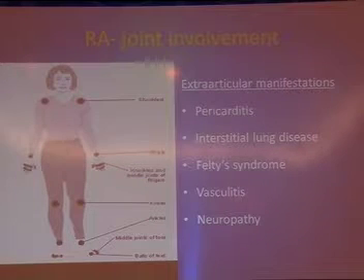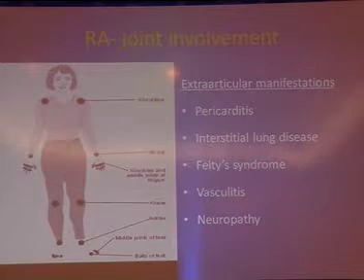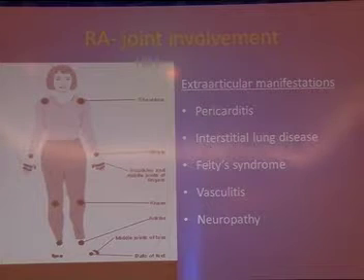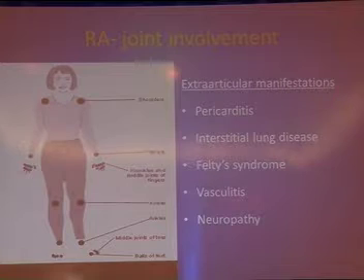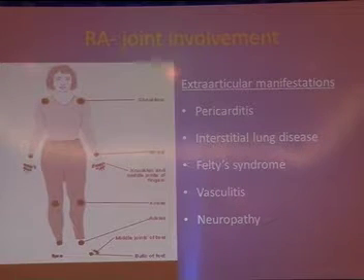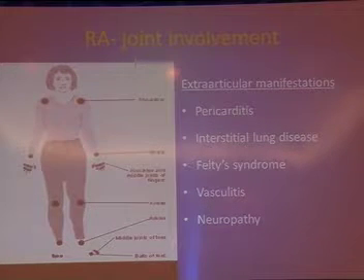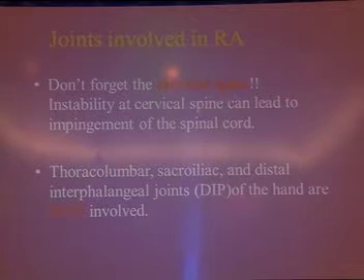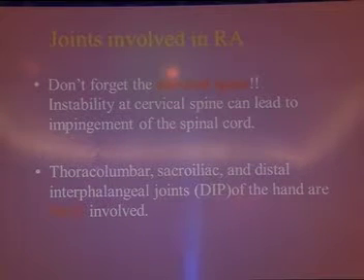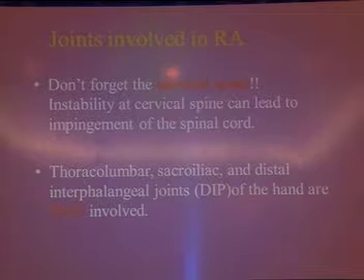Now, the extra-articular manifestations of rheumatoid arthritis include pericarditis and interstitial lung disease, Felty syndrome, etc. And this illustration shows the involvement of joints. So, the shoulder joint, wrist joint, knuckles, and middle joints of the fingers, knees, ankles, middle joints of toes, and balls of feet. Now, don't forget the cervical spine. Instability of the cervical spine can lead to impingement of the spinal cord. Thoracolumbar, sacroiliac, and distal interphalangeal joints of the hand are not involved in RA.